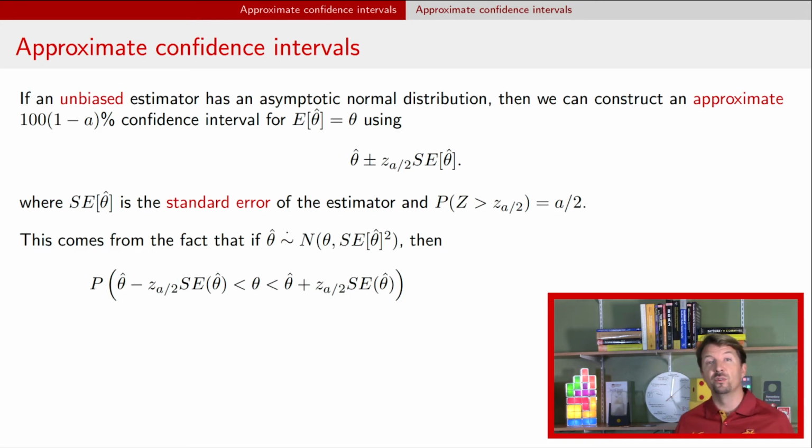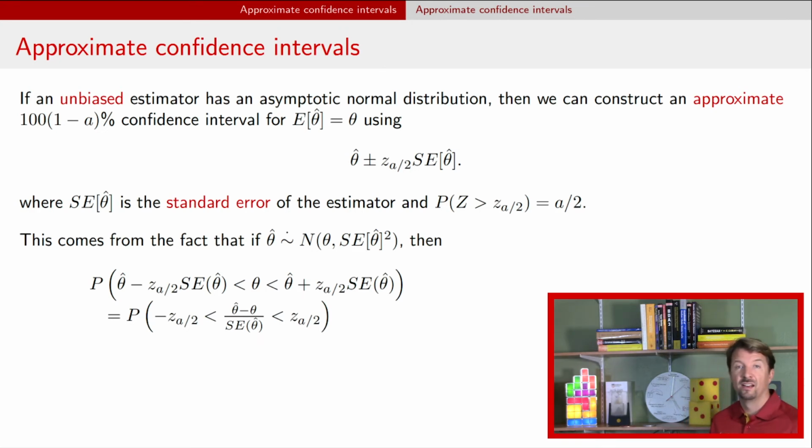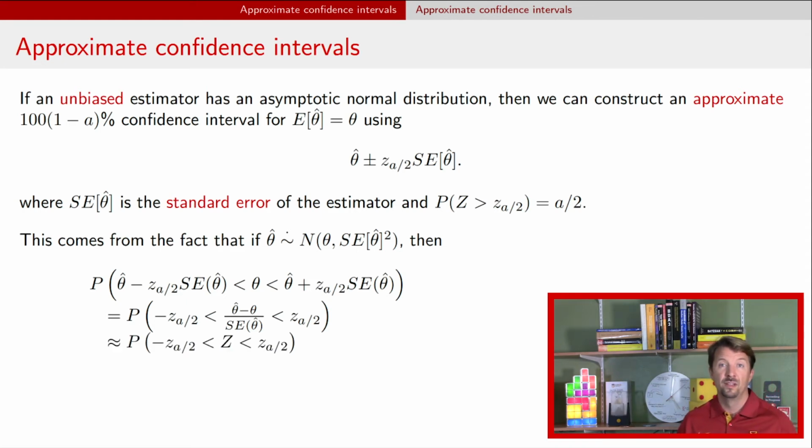All right, so we can do some rearrangement and we can find this particular statement. Now, the quantity between the two inequalities is going to be a standard normal because we're taking a random variable, subtracting off its mean, and dividing by its standard error. And because that random variable is normal, we now have a standard normal, and so that is z. And now these z critical values were particularly chosen to have the right probability, and so it turns out that this probability is going to be 1 minus alpha.